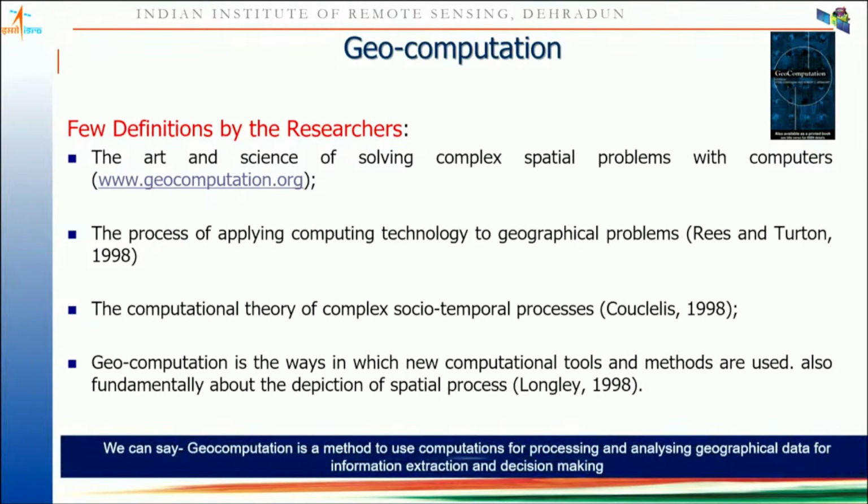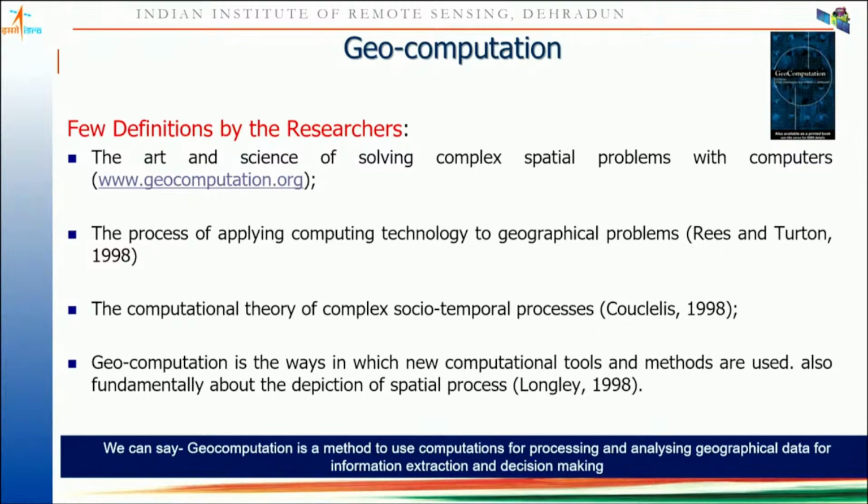Now in a nutshell, we can say that geocomputation is a method to use computations for processing and analyzing geographical data for information extraction and decision making. These are the 2 important keywords you have to remember. Why we are doing these computation intensive activities on geodata is basically for extraction of information from this data. This is point number 1.